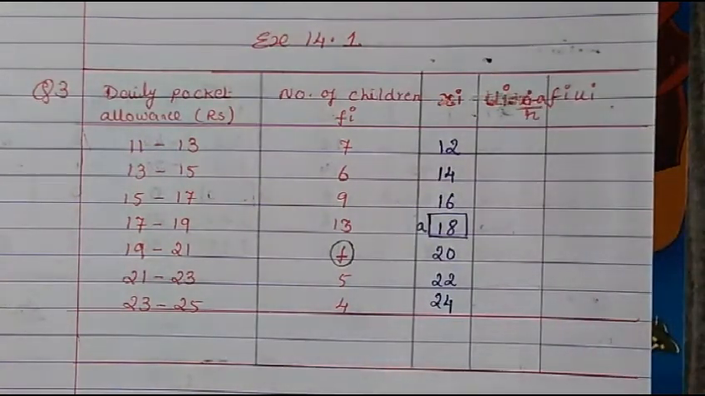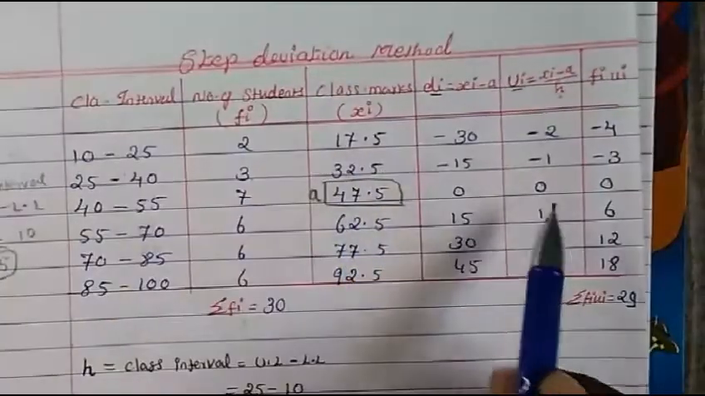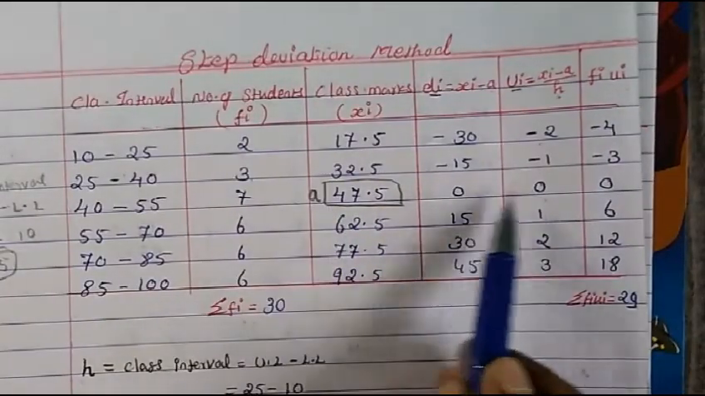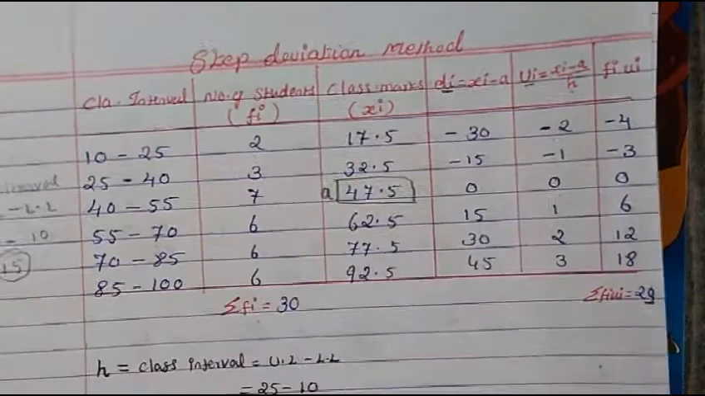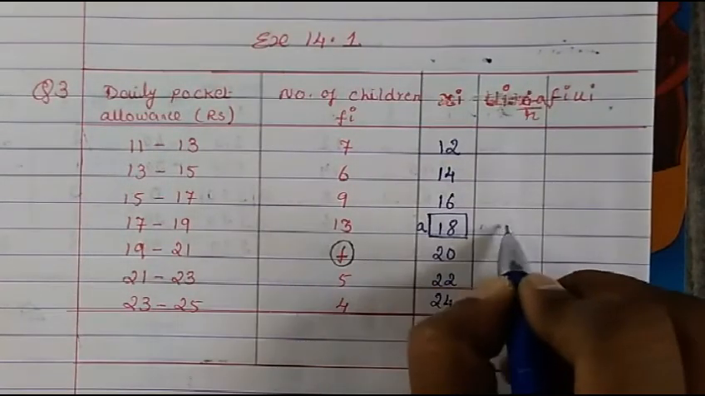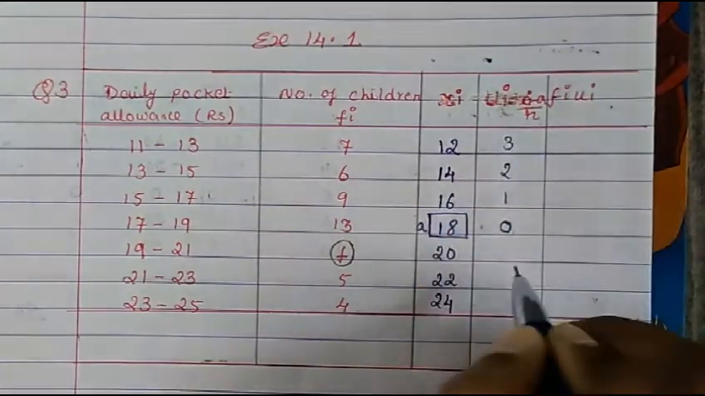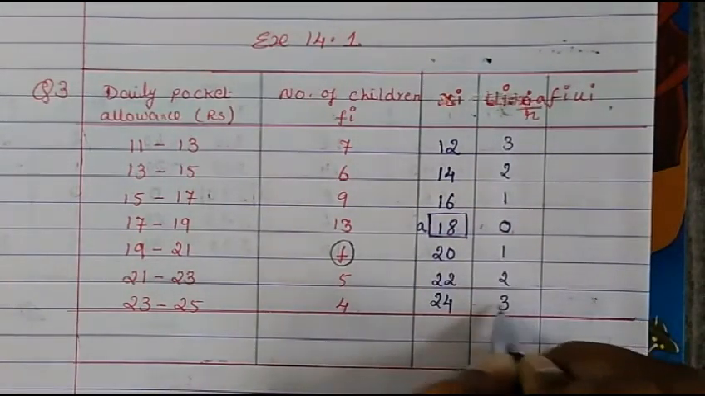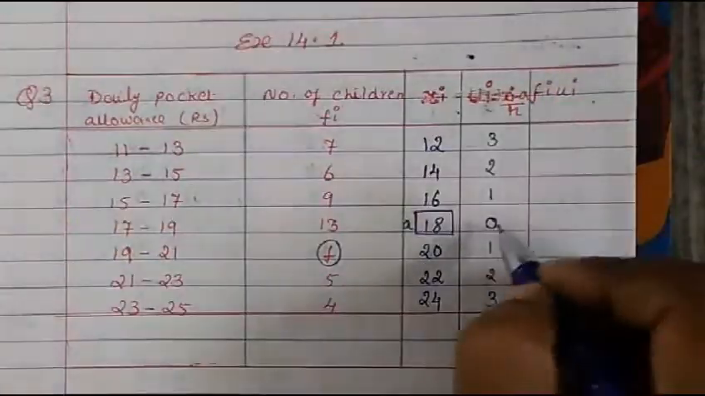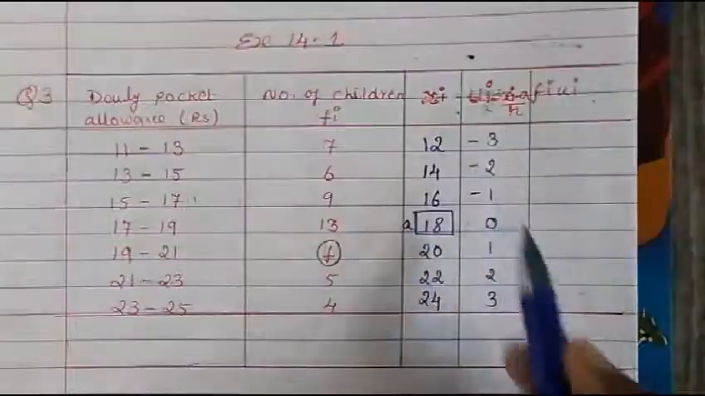I have told you when I explained, kindly go through the step deviation method where I explained to you. Where a is there, directly you put 0 and write 1, 2, 3 on each side. So there is no need to calculate. Whatever is on top, put it negative. That's it. That is your ui. If you want to check, you can check it.